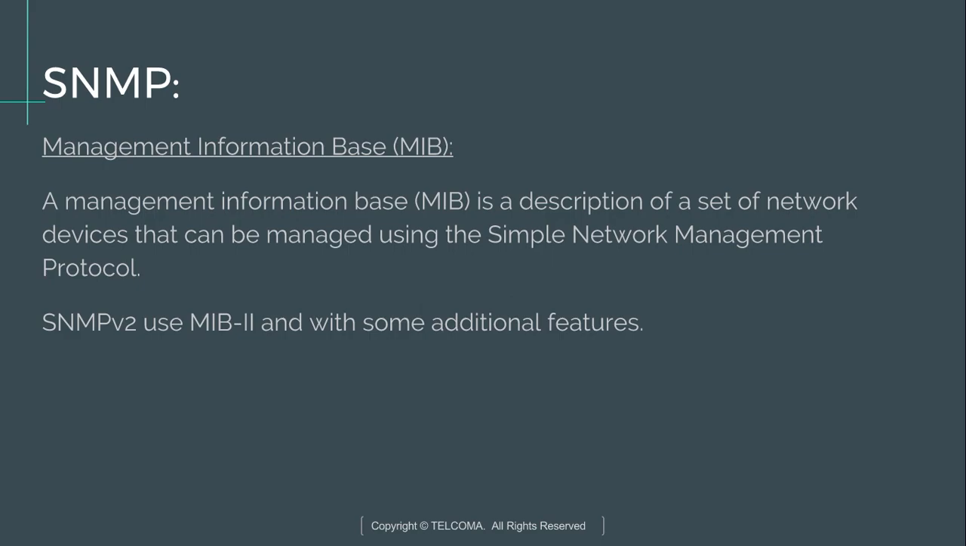So next is the MIB, that is management information base. The management information base is a description of a set of network devices that can be managed using the Simple Network Management Protocol. Basically the MIB is used to categorize the data that can be queried or analyzed over the network node. SNMP version 2 uses MIB2, which has some additional features. An SNMP managed network runs regular queries to manage devices and network nodes, and then gathers that information in a format which is readable for the SNMP operators.